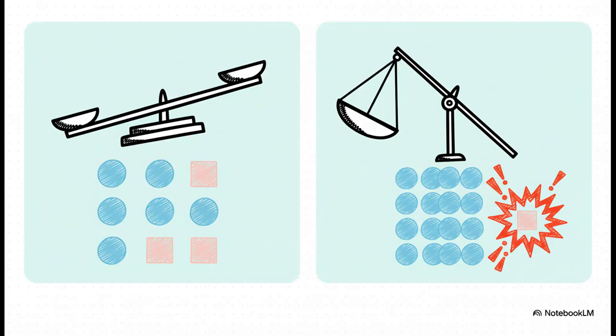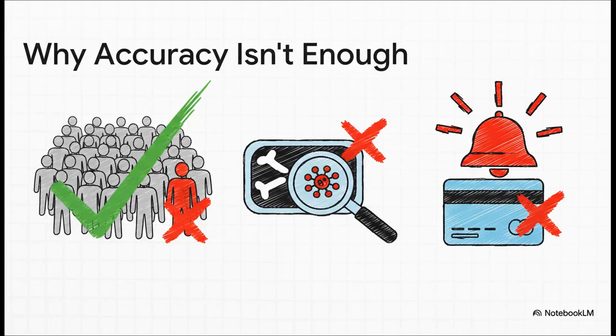You see, accuracy really shines in a kind of perfect, balanced world, where you have an equal number of examples for each class and every mistake your model makes costs the same. But the real world is messy, isn't it? It's often imbalanced and the stakes are high, meaning one type of error can be a whole lot worse than another. Just think about it for a second.